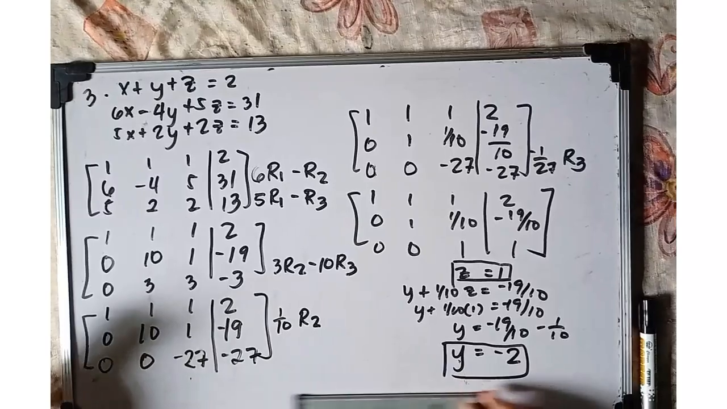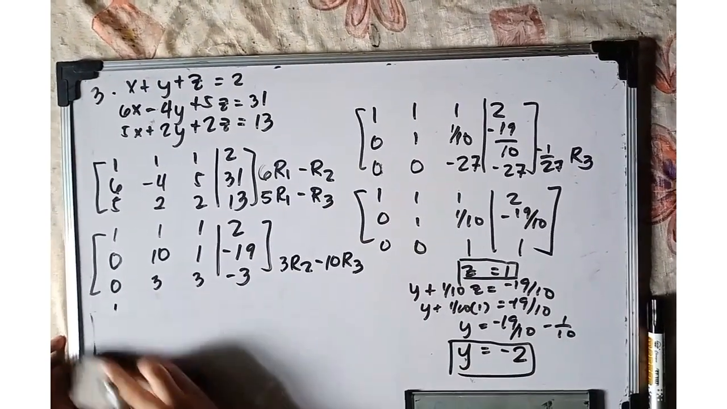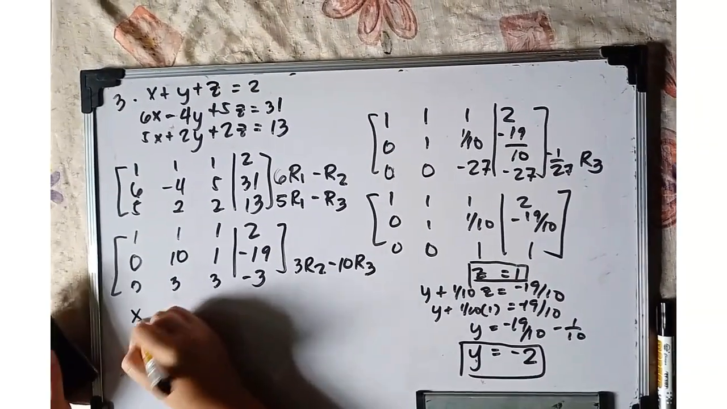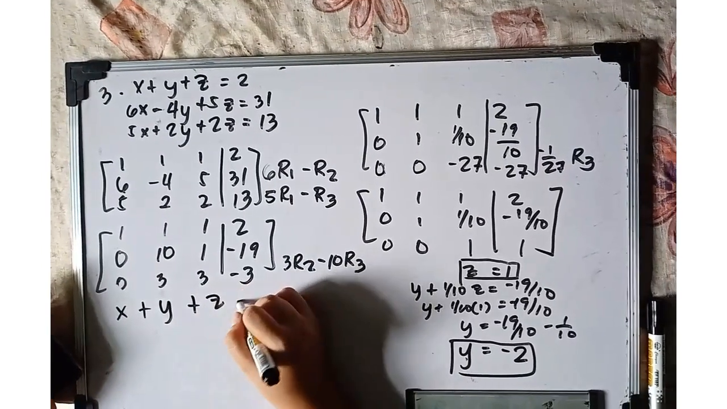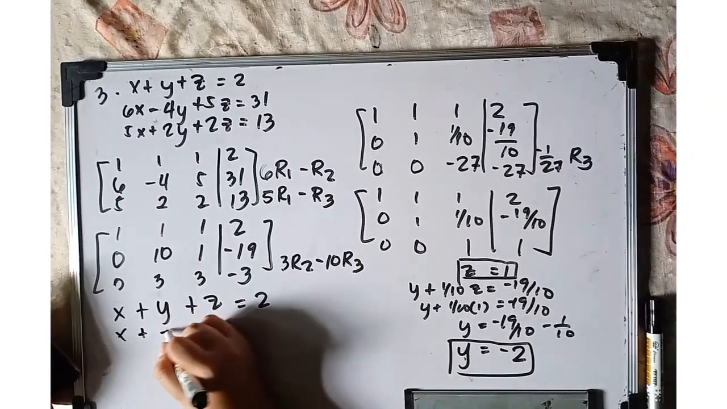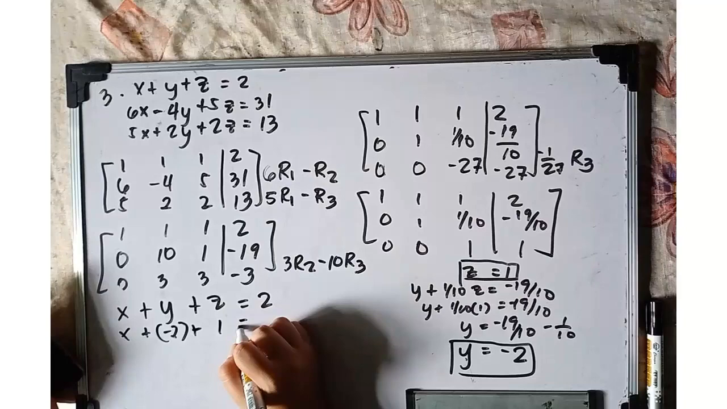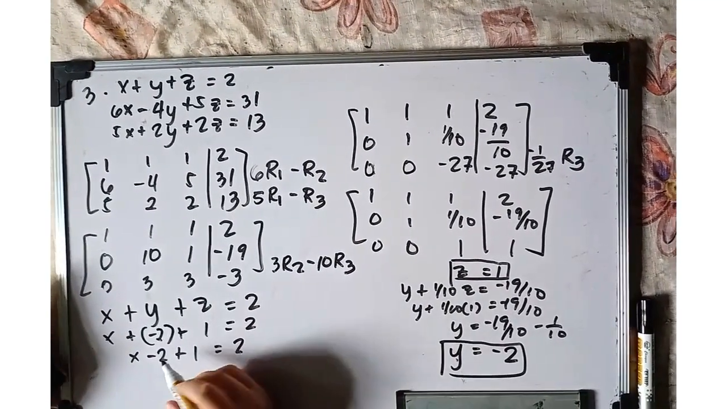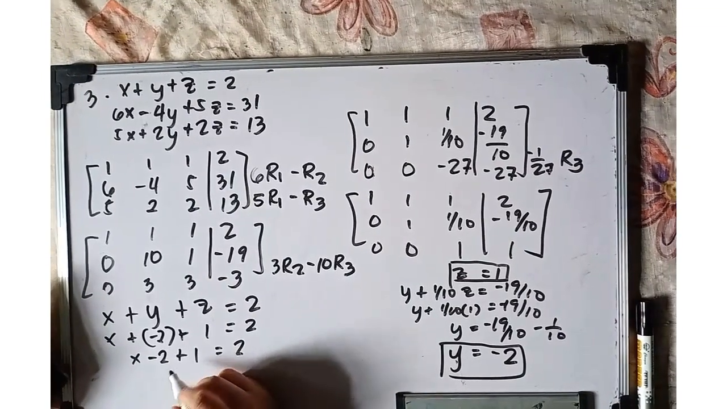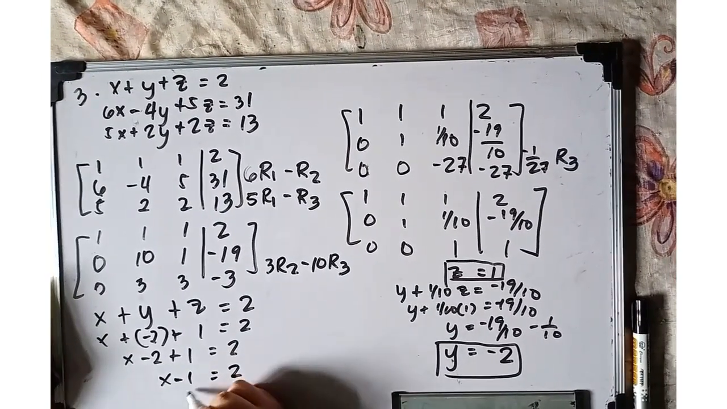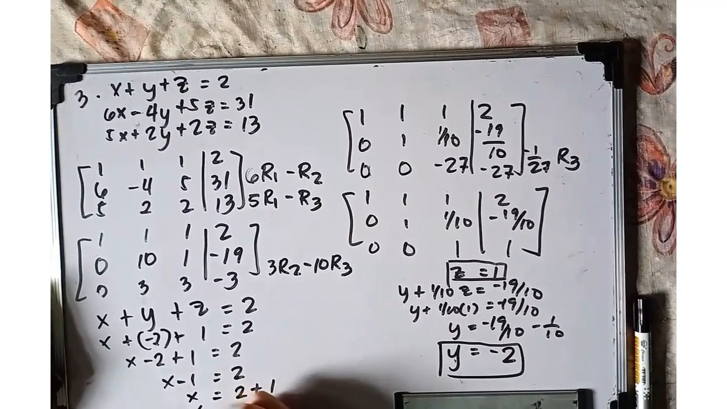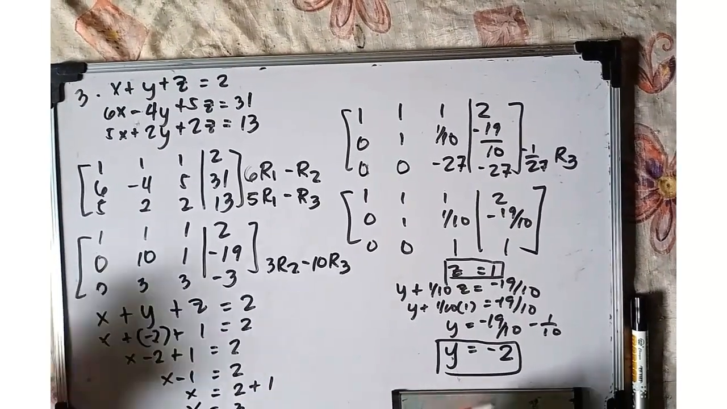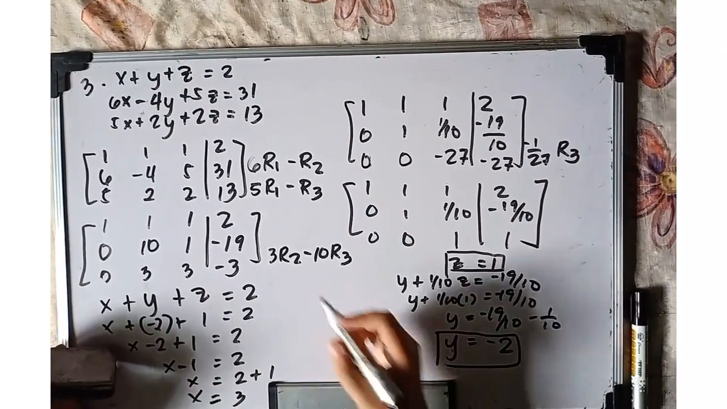And let's solve for our x. x + y + z = 2. x + -2 + 1 = 2. x - 2 + 1 is x - 1, which equals 2. x = 2 + 1, so x equals 3. So let's check if our values are correct.